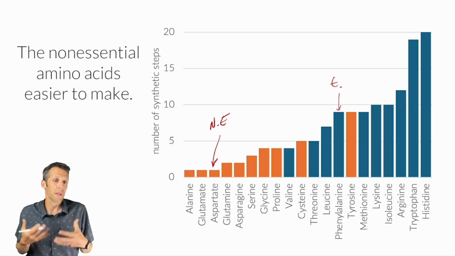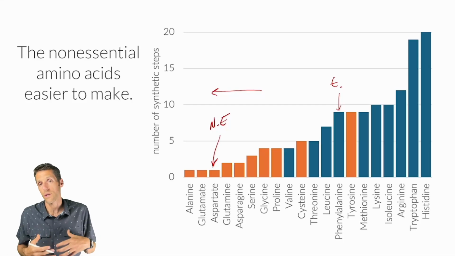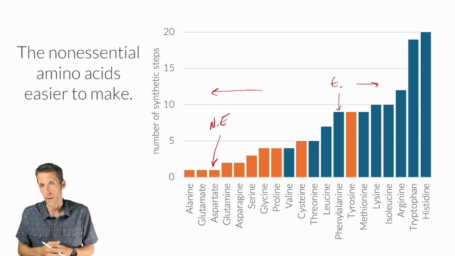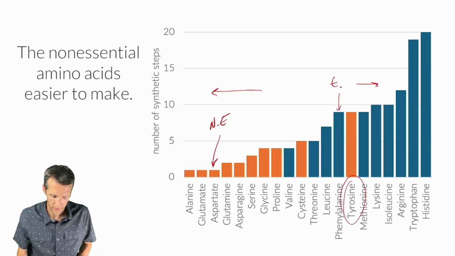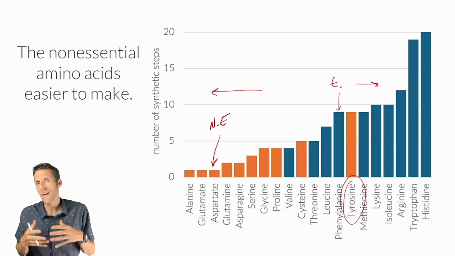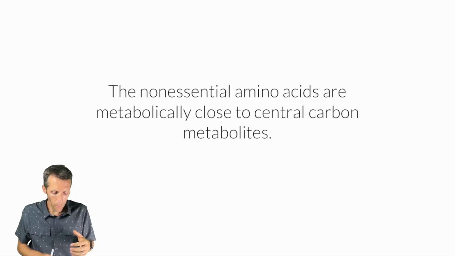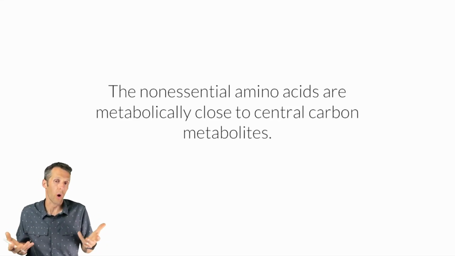And one of the things that immediately pops up, at least in my mind, is most of the non-essential amino acids, the ones that we can make ourselves, are over here on the left. And most of the essential amino acids, the ones that we have to take in, are over here on the right. The only exception that we really see here is the amino acid tyrosine, and it's kind of an exception for a reason. So we'll get into that in a moment. But basically, the non-essential amino acids are metabolically close to central carbon metabolites.